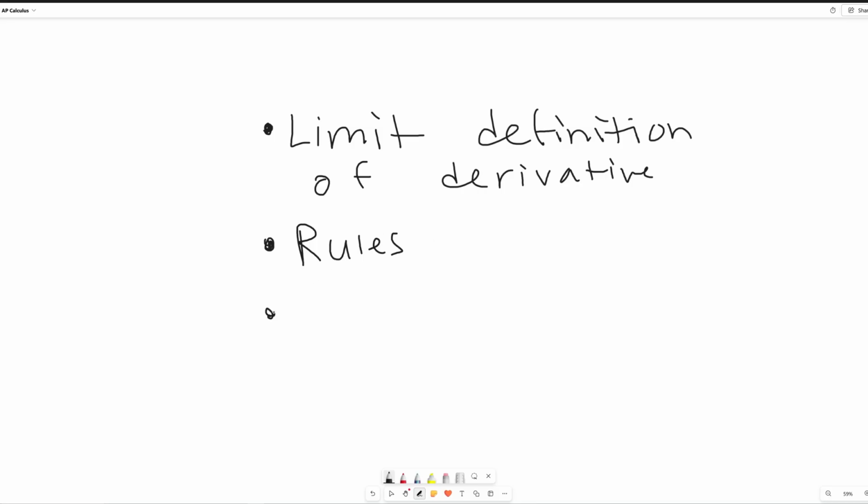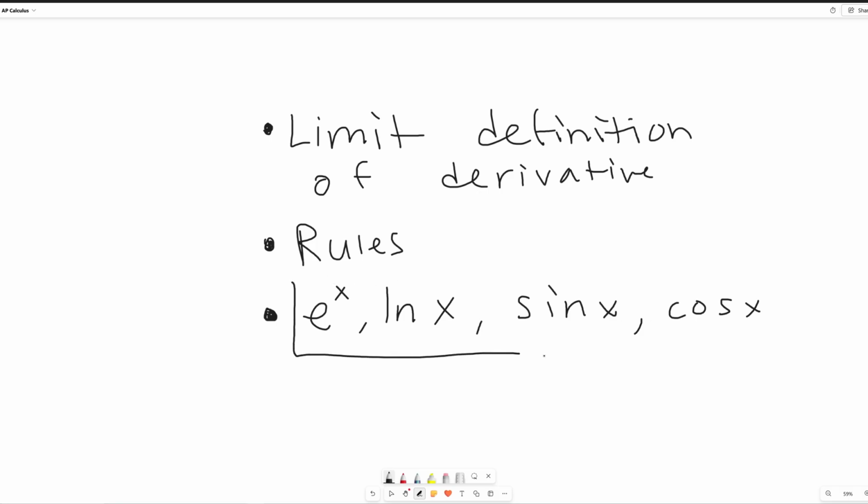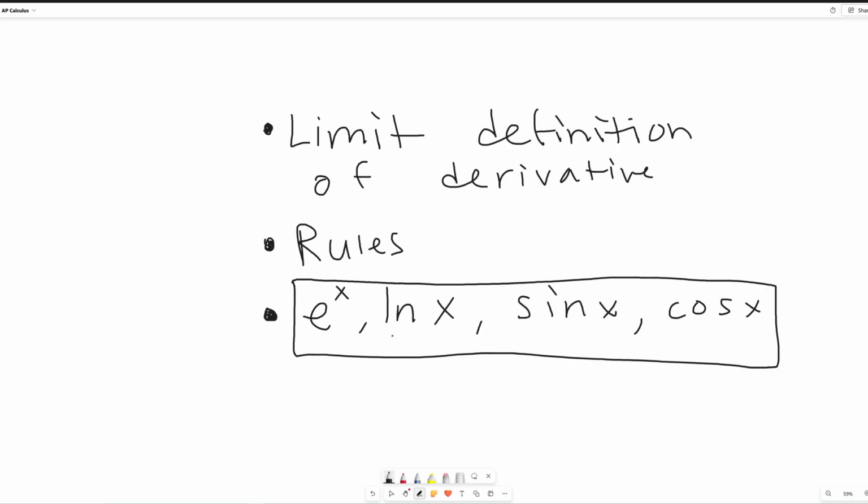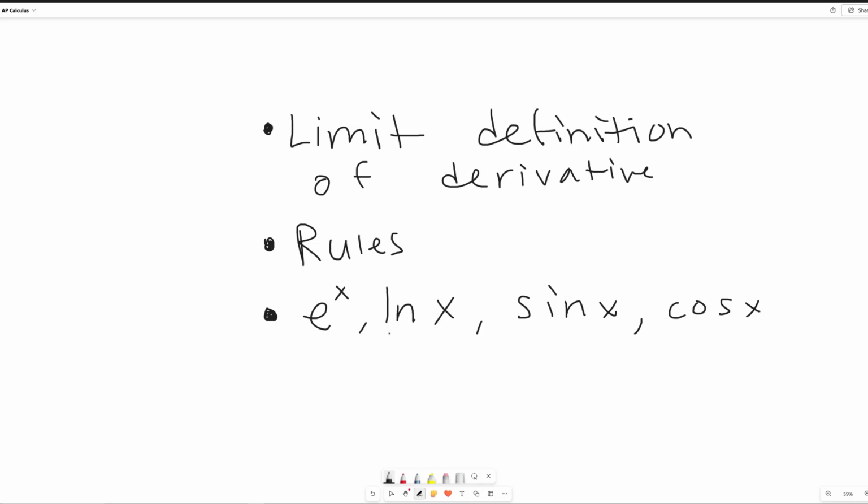Main derivatives to keep in mind, you don't need to know all of the ones I mentioned, but e to the x, ln of x, and then sine of x and cosine of x come up quite often. You will almost guaranteed see all 4 of these on a test. You might also rarely see an a to the x or a log base b of x or a cotangent of x, but they're very rare.